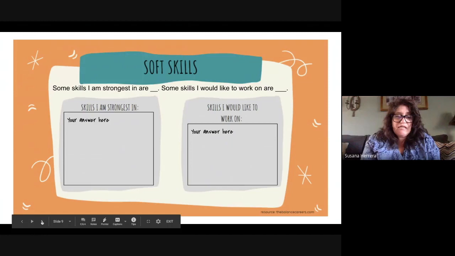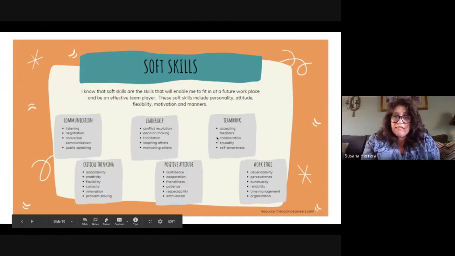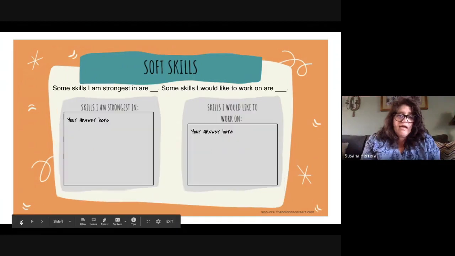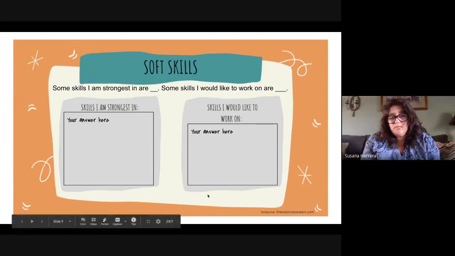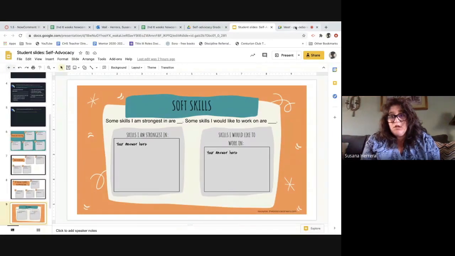Now the last slide goes over different sentences that go with these soft skills. And the soft skills: my skills I'm strongest in are, and then they would list them. Skills they would like to work on would be here. I think the most important thing is that the students have some time to really reflect.